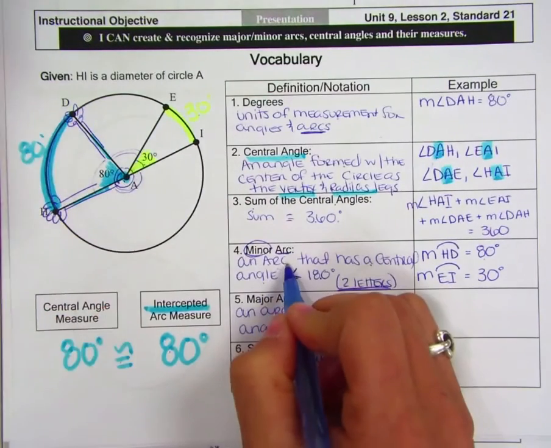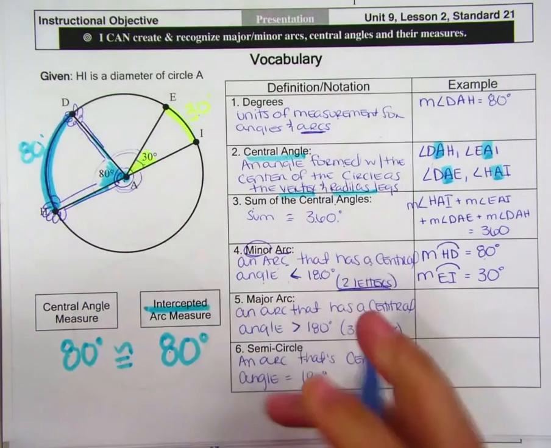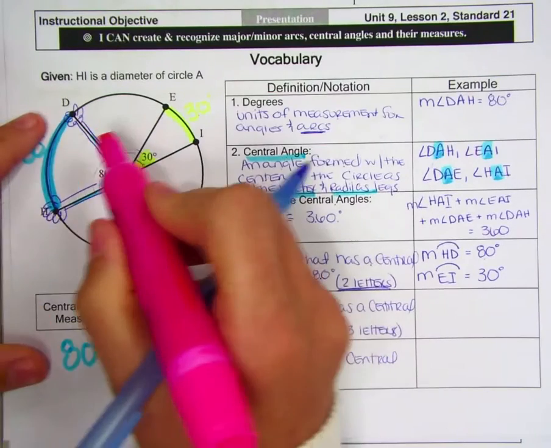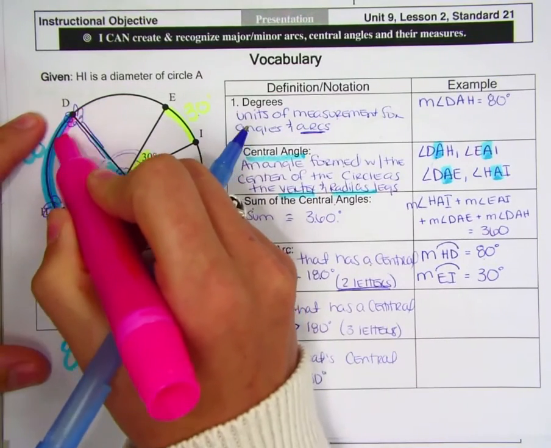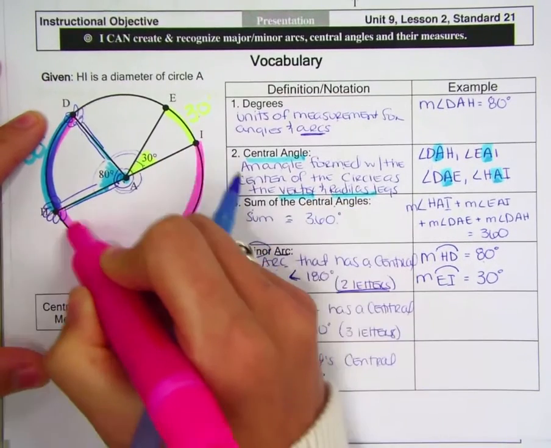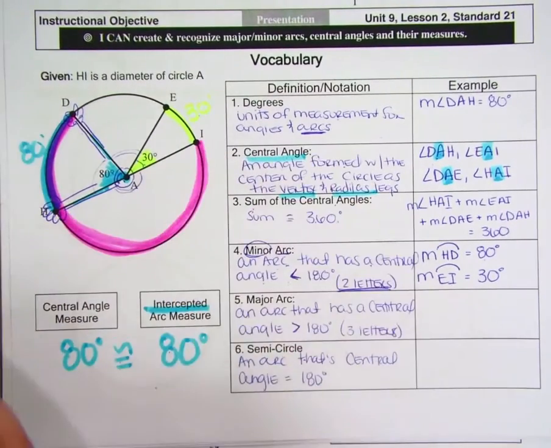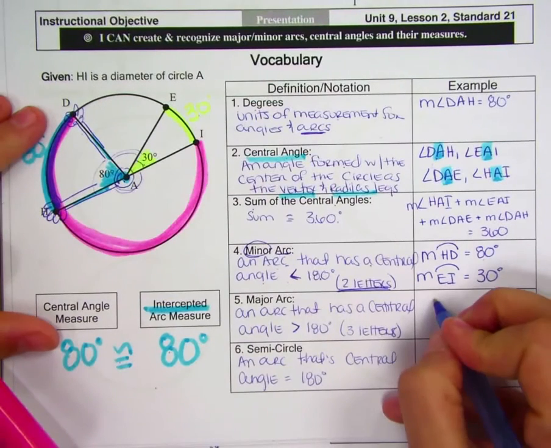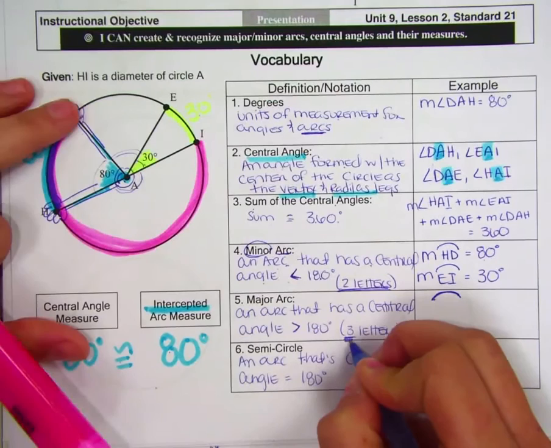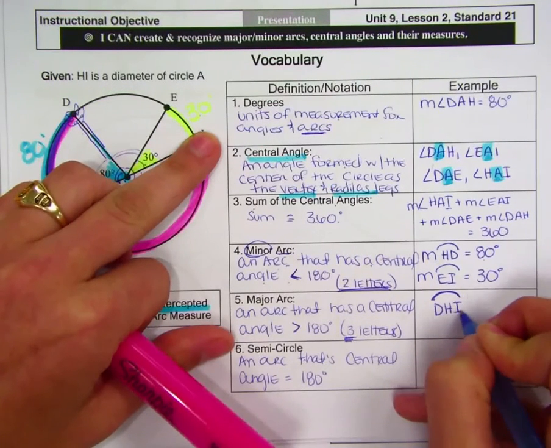A major arc, on the other hand, is an arc that has a central angle that's greater than 180 degrees. Okay, an example of that would be something like this. If I were to go all the way here. Okay. This is an example of a major arc. Let's name it first. We'll always name major arcs using 3 letters. So D, H, I.